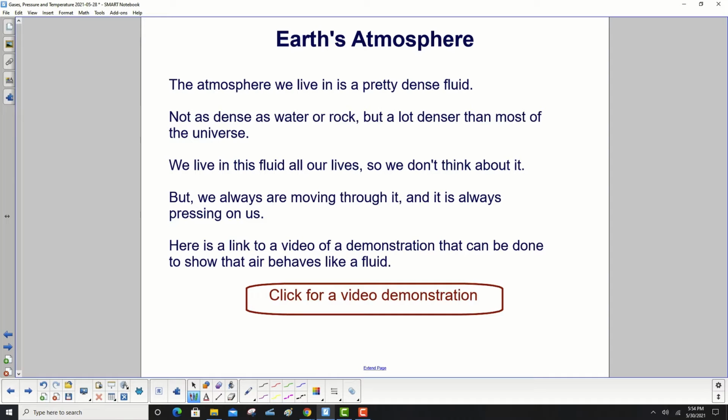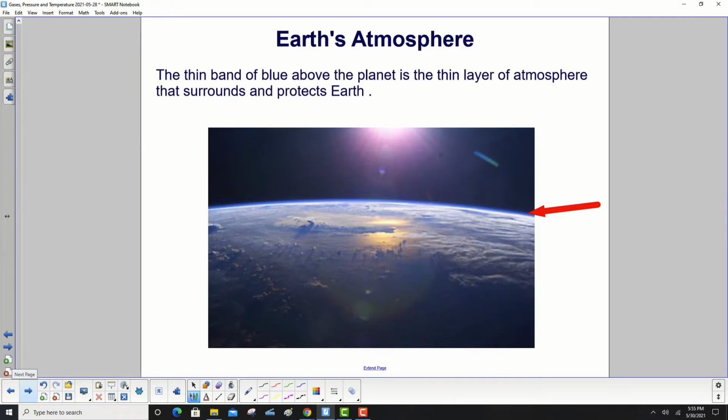We live in this fluid all our lives, so we don't think about it. But we are always moving through it, and it is always pressing on us. Here's a great video of a demonstration that can be done to show that air behaves like a fluid. The thin band of blue, right there, and this arrow is pointing to it also. It's very thin, okay? That's the thin layer of atmosphere or fluid that surrounds and protects Earth.